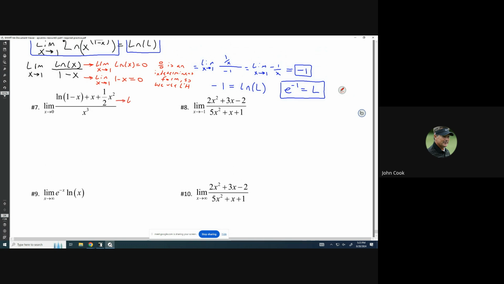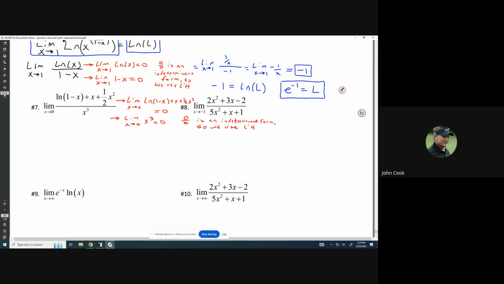Write out the limit as x goes to 0 of the top part, natural log of 1 minus x plus x plus 1/2 x squared. That's going to become 0 overall. And then in the bottom part, the limit as x goes to 0 of x to the third is also going to be 0. So then I write it out. 0 over 0 is an indeterminate form. So we use L'Hopital's rule.